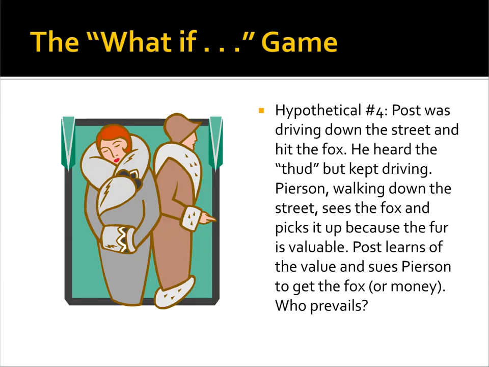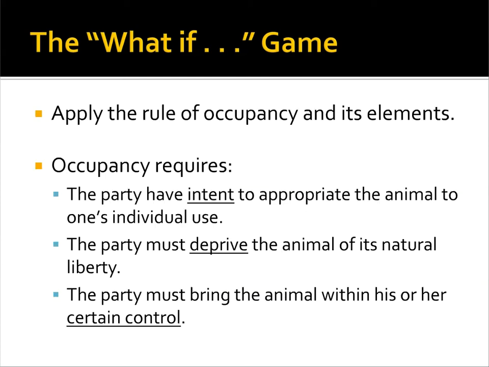Here we have hypothetical number 4. And here, Post was driving down the street and hit the fox. He heard the thud, but kept driving. So Pearson walked down the street, saw the fox, and picked it up because the fur was valuable. Post learned of the value later and sued Pearson to get the fox or the money. Who would prevail in this case after you apply the rule to these facts?